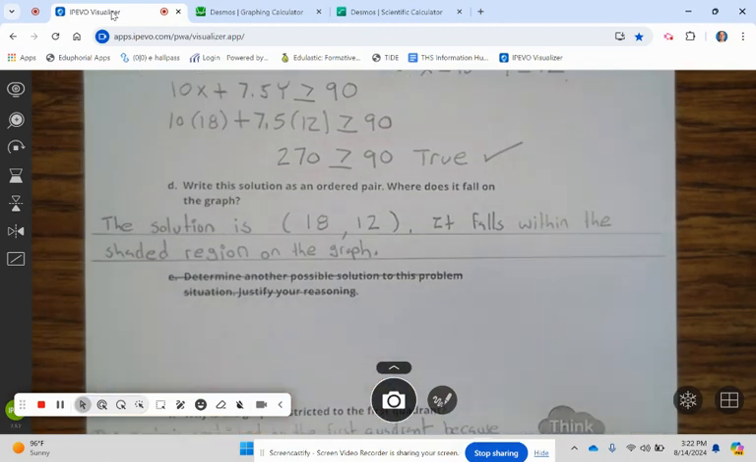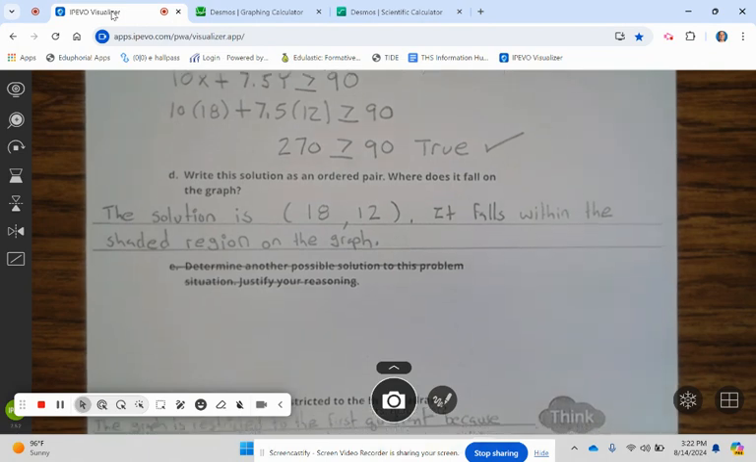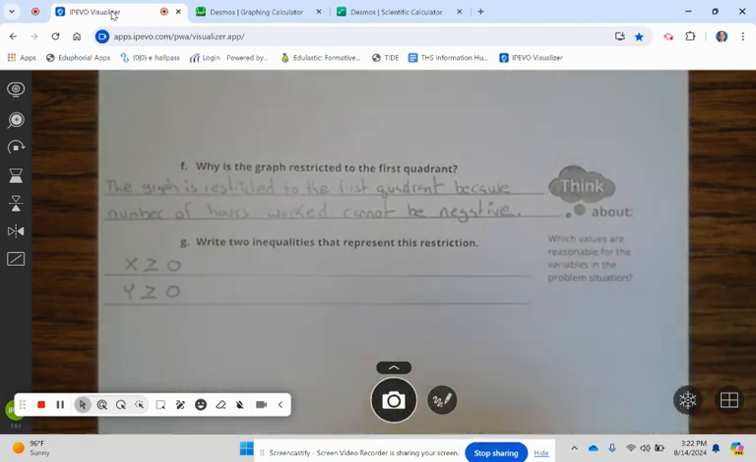So it falls within the shaded region on the graph and is a solution. All right. Go ahead and mark out E, and let's take a look at F.